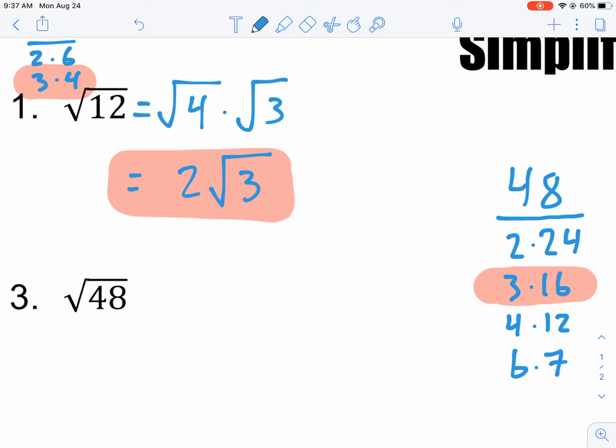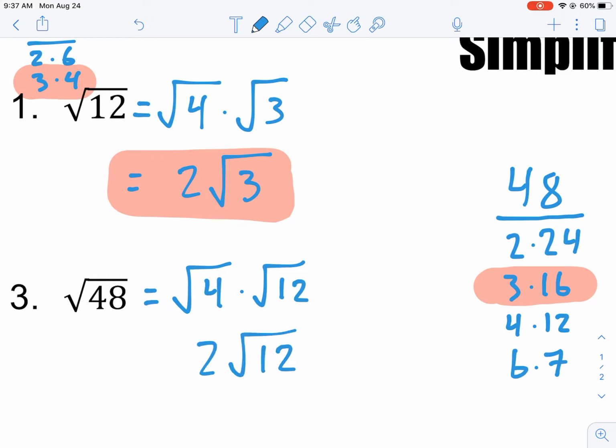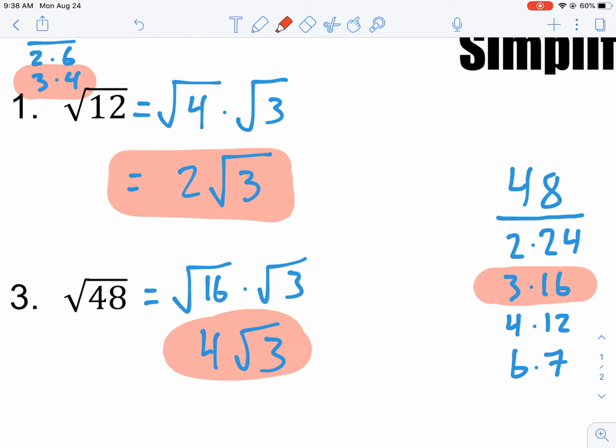The reason for that is if you pick radical 4 times radical 12, this becomes 2 radical 12. But what do we notice about 12, right? Well, we just did a problem with 12. We know that 12 can be broken up further, so this is not completely simplified, all right? So you're just giving yourself more steps. If we pick the bigger perfect square, 16 times radical 3, the square root of 16 is 4. Now we have 4 radical 3, all right? And 3 is a smaller number than 12. So this is the completely simplified version.